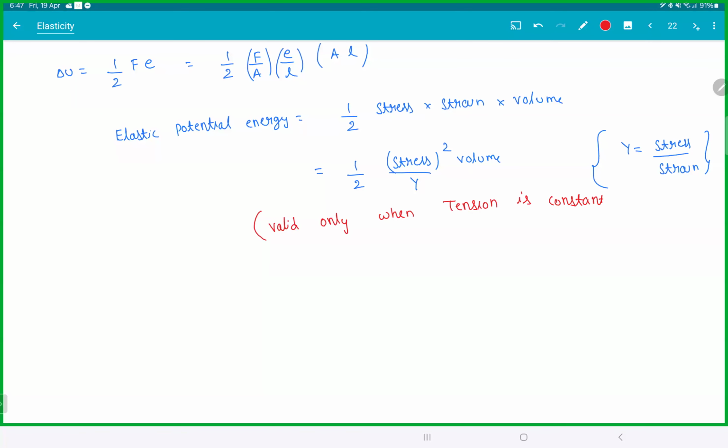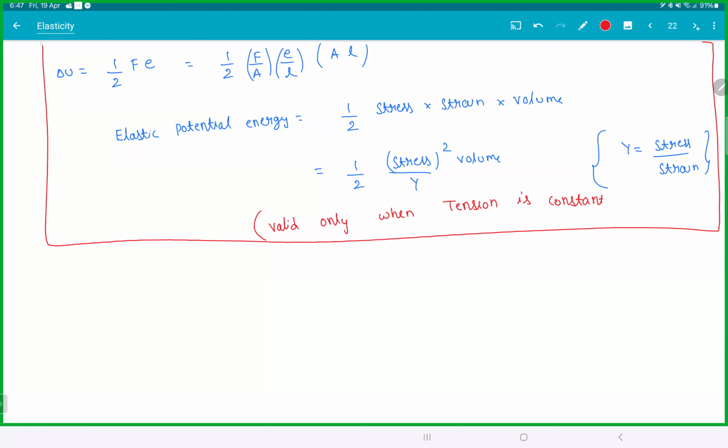So these are all the different formats you have: half Fe, half stress into strain, half stress square by Young's modulus. All these will work. Now, if you observe something here, the heat produced: what is the work done by the external force? The work done by the external force is force into displacement of the point of application. What is the energy stored? Half Fe. Therefore, the heat produced will be the difference. Whenever you're stretching this rod, technically speaking, the rod should start oscillating, but it doesn't oscillate. That means half of the energy is lost.